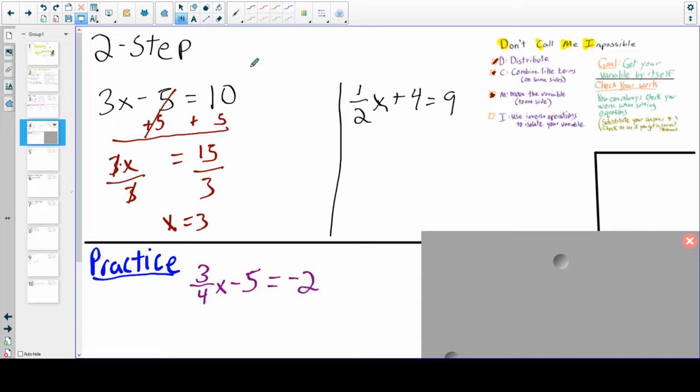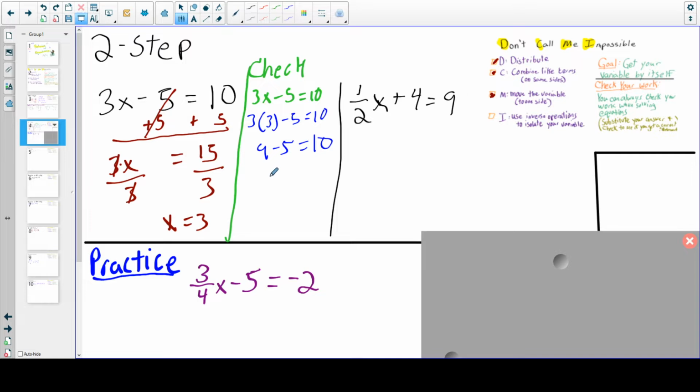So why don't we check our work? So check. We have 3x minus 5 equals 10. We're going to substitute in our x value and see if it works. So let's do this. 3 times 3 minus 5 equals 10. 3 times 3 is 9. Again, I'm going to bring everything down. I'm not going to skip any steps. 9 minus 5 is 4. Does 4 equal 10?